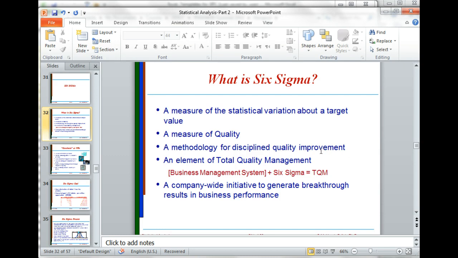It's also used as a methodology for process and quality improvement. When companies talk about their Six Sigma program, they're talking about an effort to reduce variation of their processes by using a problem-solving methodology to get closer to Six Sigma. In that context, a business management system plus a Six Sigma program could equal total quality management. Companies like GE had a company-wide initiative to generate breakthroughs in a number of different processes. The point I'm making is that depending on who you talk to, there are different definitions of what Six Sigma is, and this is part of that set of understanding.